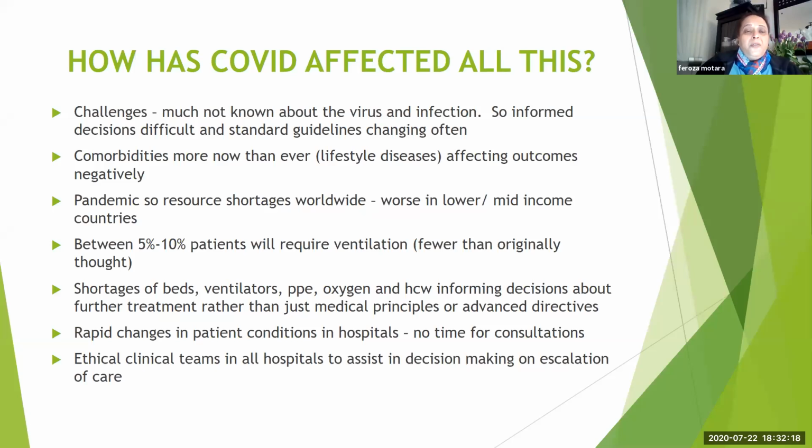So shortages of beds, ventilators, PPE, oxygen, and healthcare workers themselves inform decisions about whether further treatment is provided, rather than just the medical principles or advanced directives. And rapid changes in patient conditions in hospital often leave no time for consultation or discussion, both with the patient or with the family. And it's absolutely essential that we have ethical clinical teams in all our hospitals to assist with this decision making on whether care is escalated or not.